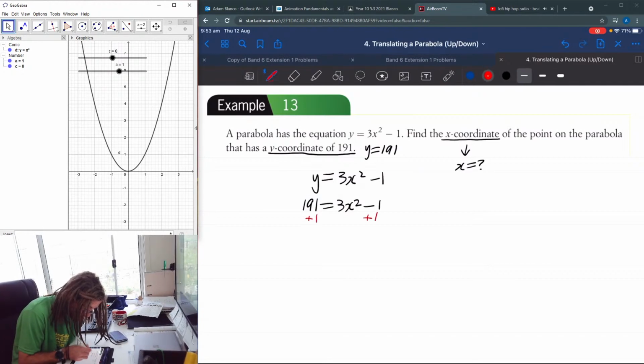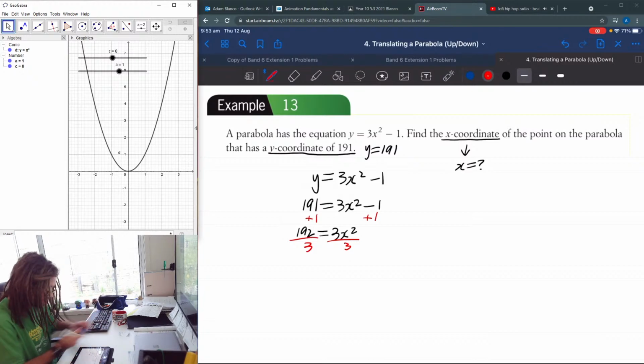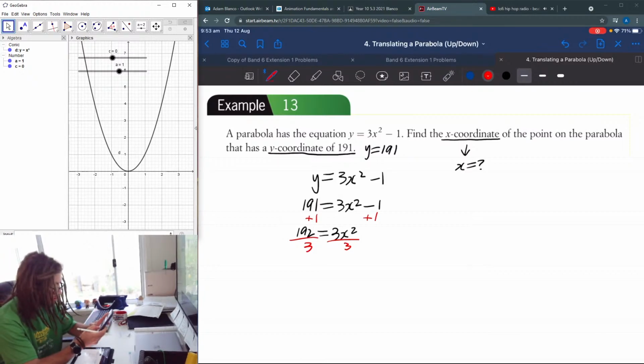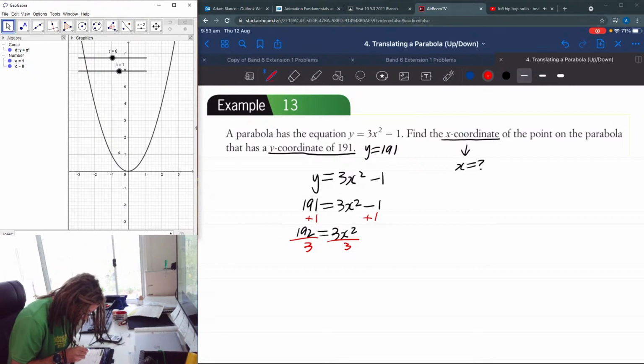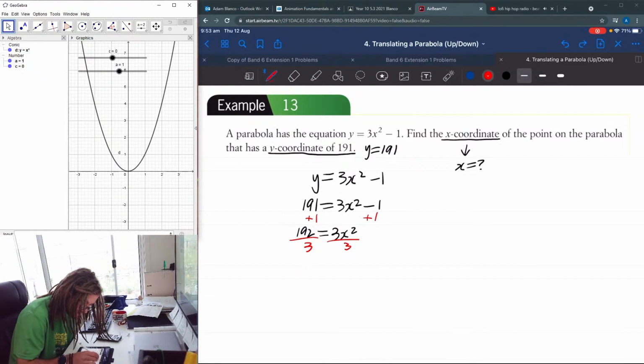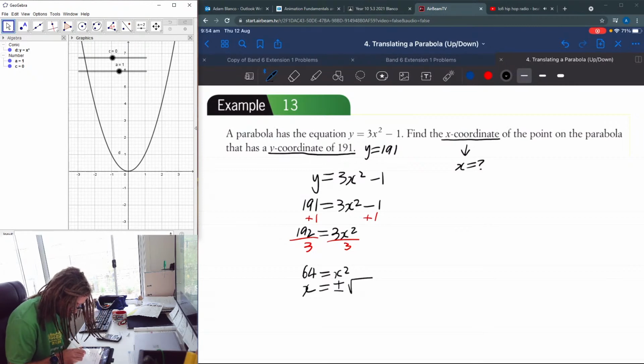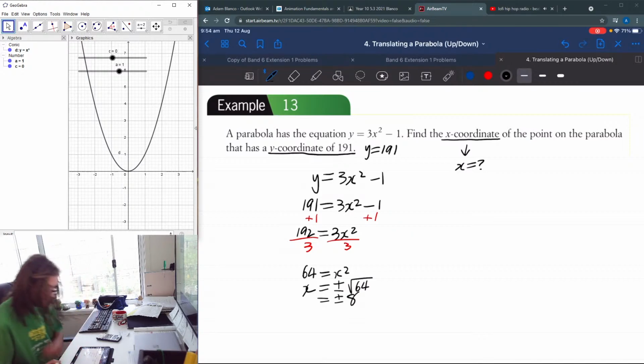Now let's do this properly. I'm going to add 1, so that gives me 192 equals 3x squared. I'm going to divide by 3. 192 divided by 3 is 64. So that tells me 64 equals x squared. And x equals plus or minus the square root of 64. So that means plus or minus 8.